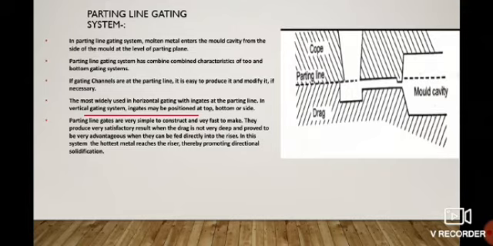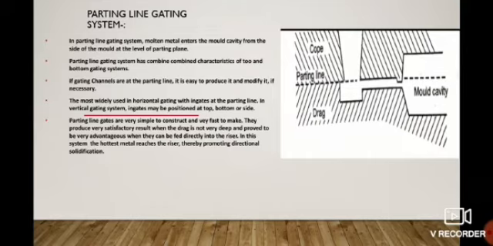If the gating channels are at the parting line, it is easy to produce it and modify if necessary. It is most widely used in horizontal gating with ingates at the parting line. In vertical gating system, ingates may be positioned at the top or bottom side.